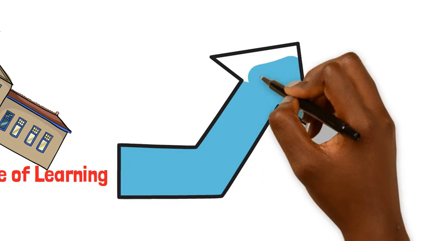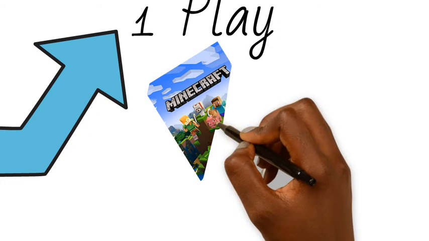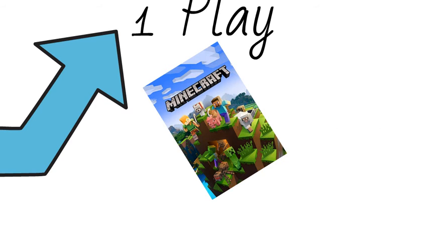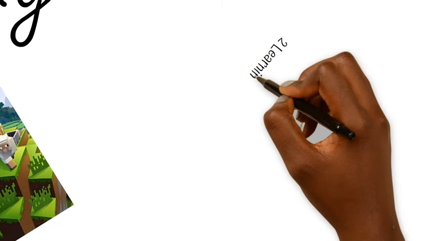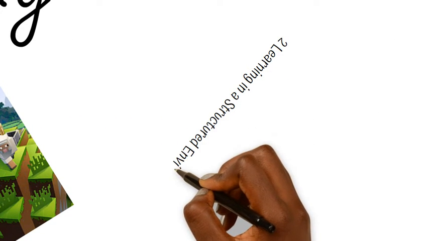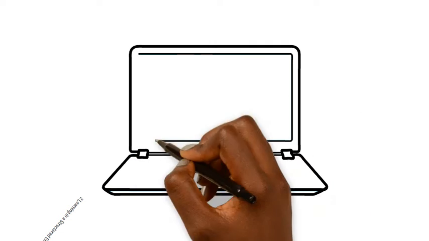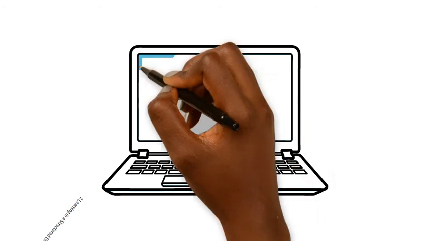authors, the arc of learning consists of 3 ideas. The first idea is play. The second idea is learning in a structured environment. And the third idea is that there has to be a large network where information can be easily gained.